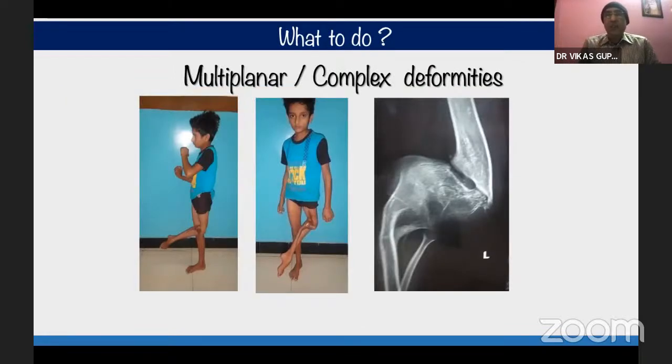So, why do you need a system like this? At times, we see cases like this with multiplanar complex deformities, deformities in multiple planes. It's a very challenging task, especially for a surgeon who is not mathematically inclined. So we do need a system where we can correct all these deformities in all the planes simultaneously.